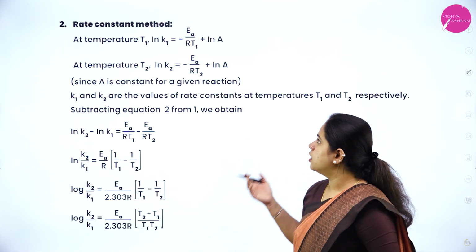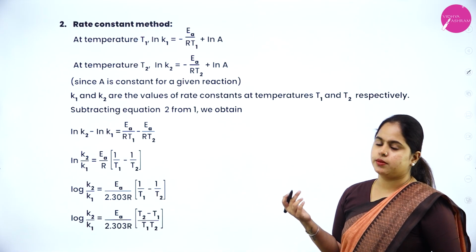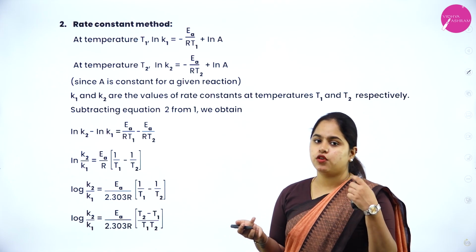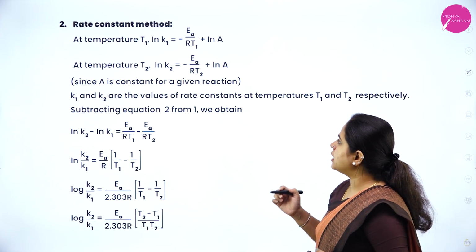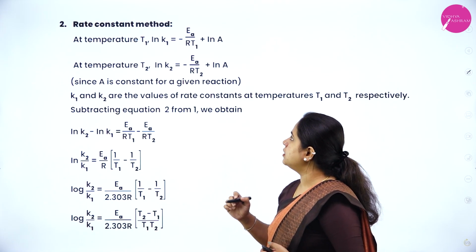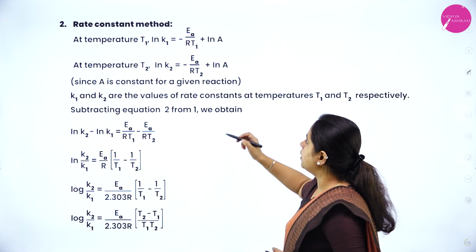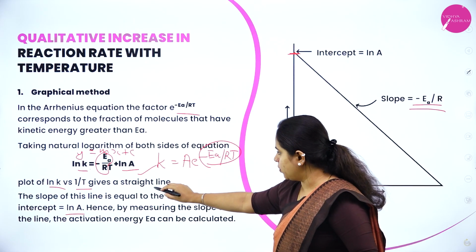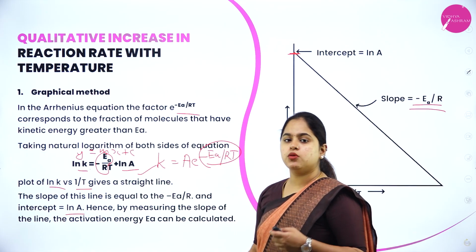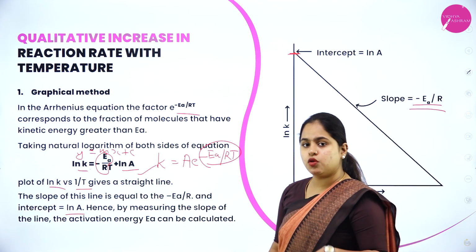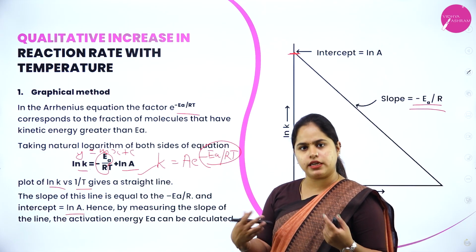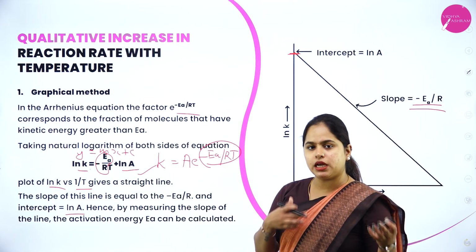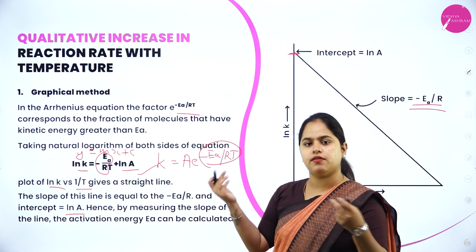The next method is that from the rate constant we can calculate. So now we are going to calculate it for two different temperatures. So at temperature T1, ln K1 is equal to minus Ea by RT1 plus ln A. The same equation that we have used here, we are using it for two different temperatures. So what happens when the temperature is differing? The rate constant will also differ, right? It will become K1 and K2. The temperature will be T1 and T2.